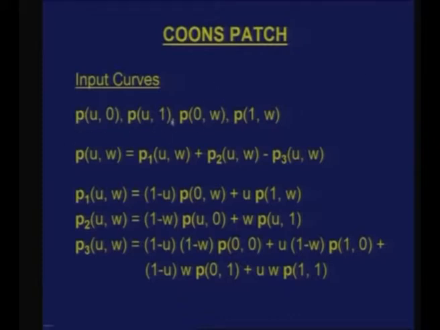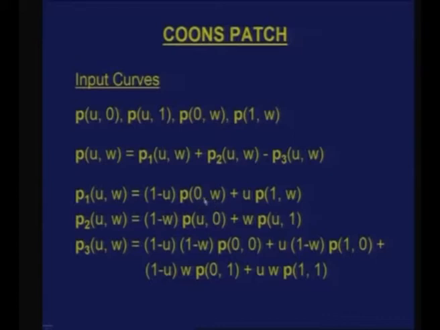So, these are the four boundary curves which I have reproduced here. This is basically defined by three terms, which are called P1, P2, P3. Let us look at what these terms are. First is P1. You are taking the two curves which are opposite curves and linearly interpolating.